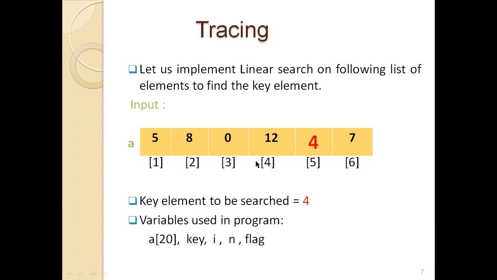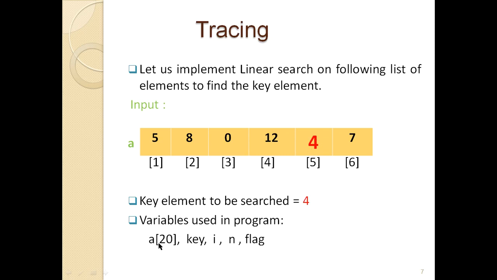Let us assume our key element is 4. Fine, I have got 6 elements and my key element is 4. So what should this program return? What should this linear search return? It should return the position, that is, the search is successful. 4, that is our key element, is found at position 5. Which is the key element to be searched? I have made it bold red to show that it's the key element.